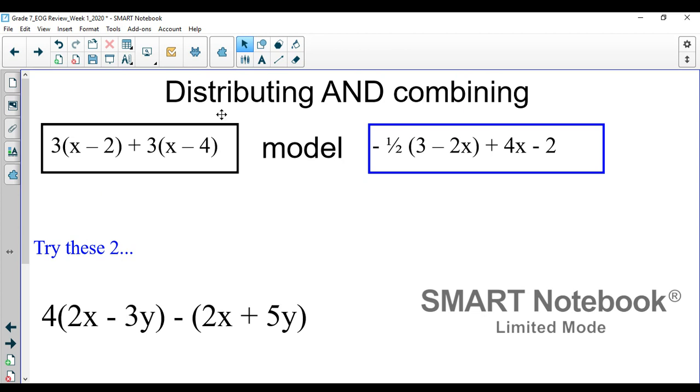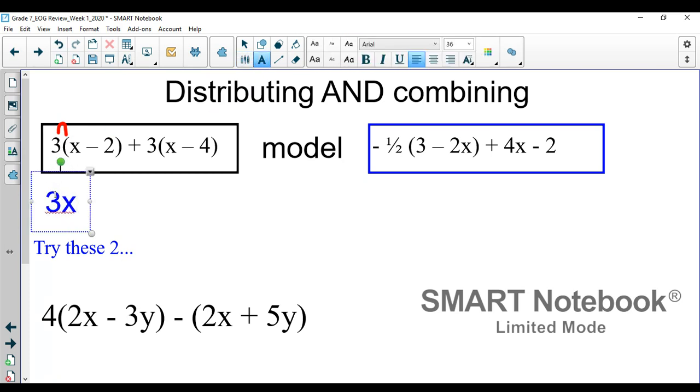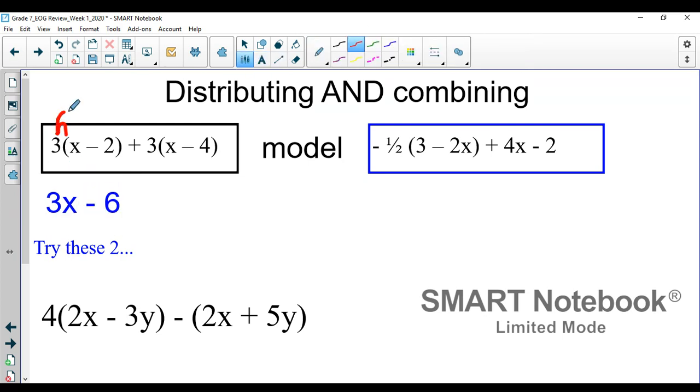When you distribute, you take what's on the outside of the parentheses and multiply it by both inside numbers. So in this first example, it will be 3 times x, which is 3x. It would be 3 times negative 2, which is negative 6. So that would take care of distributing this first part.